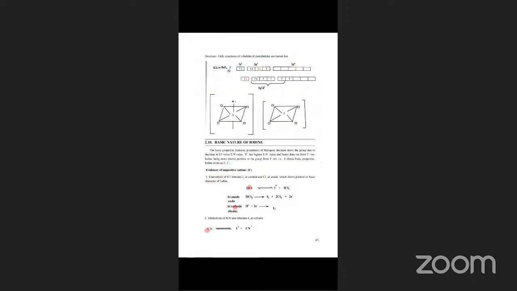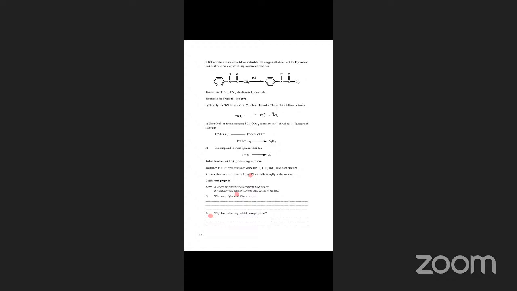See, the point is that the basic properties of halogens decrease from top to bottom in the group, due to the decrease in ionization potential and electronegativity value. So fluorine does not form F plus ion. Iodine, being more electropositive in the group, forms I plus ion. This shows the basic nature of iodine. And this is also I plus 3. Evidences for tripositive ion, evidences for unipositive ion.